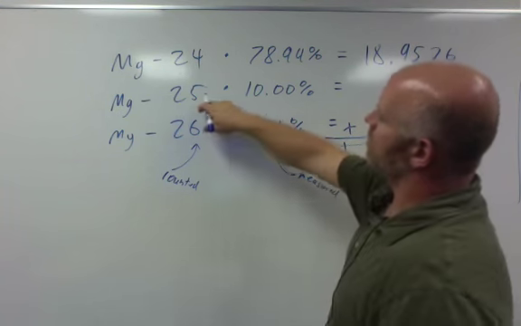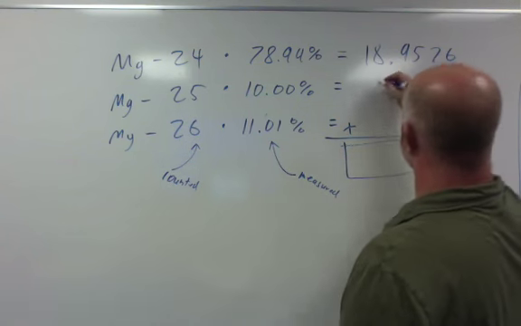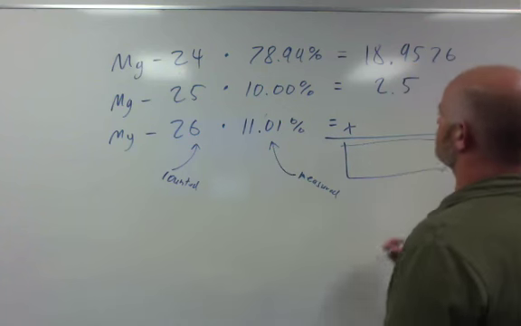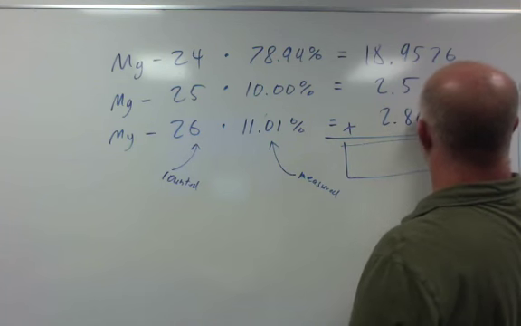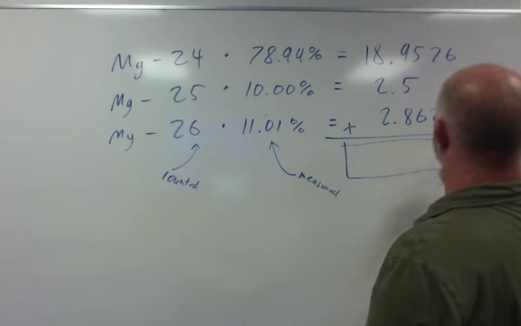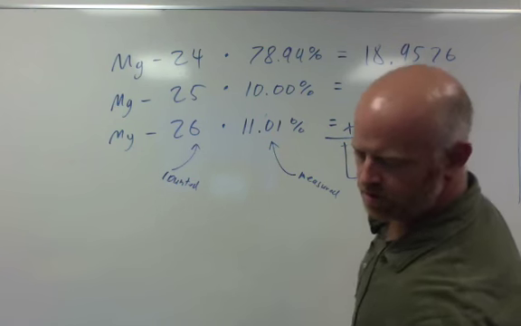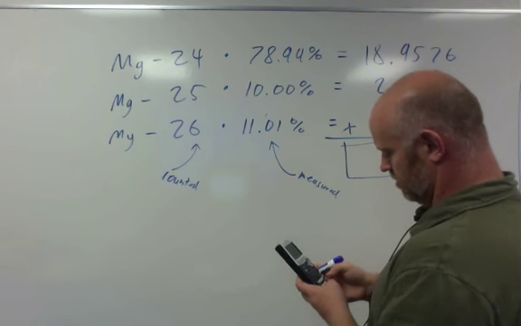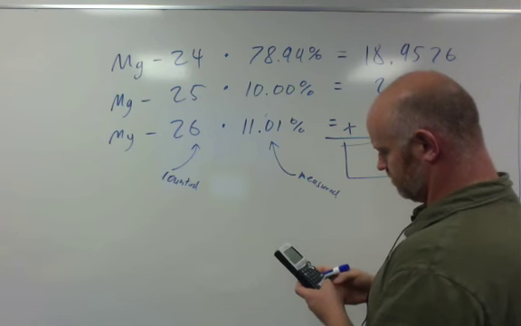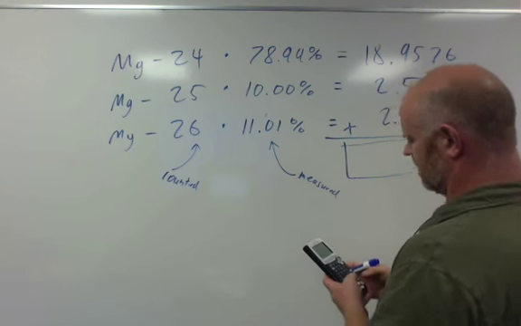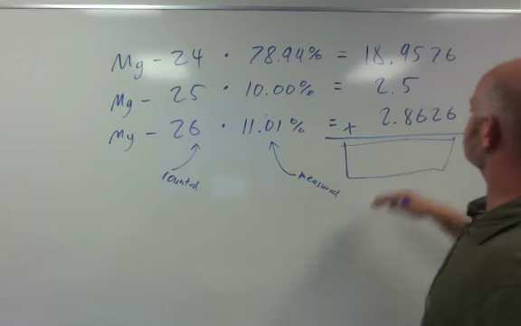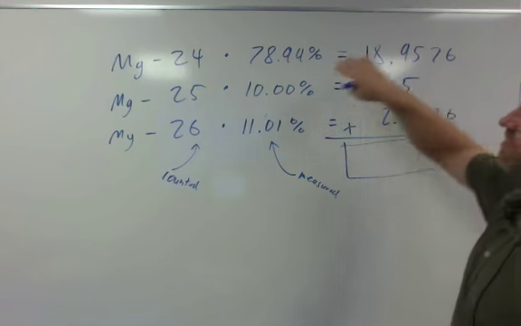So 24 times 78.99 is 18.9576. 25 times 10% is 2.5, and 26 times 11.01% is 2.8626, I believe. Let's check it. Yeah, 2.8626. So here are the values that I have, taking this number times that.